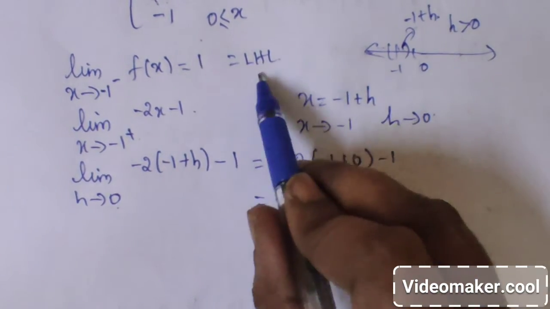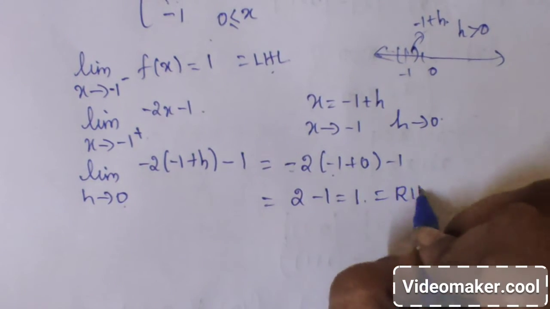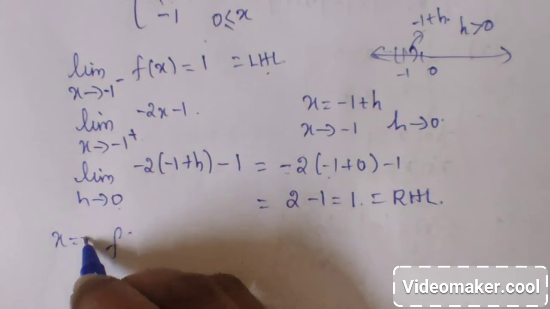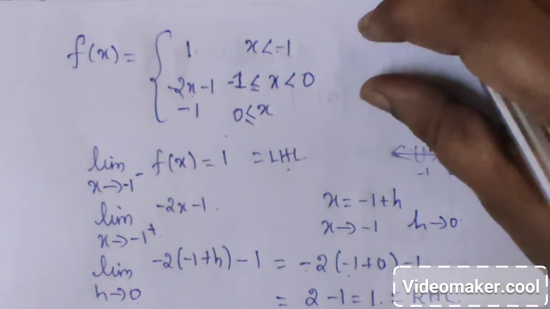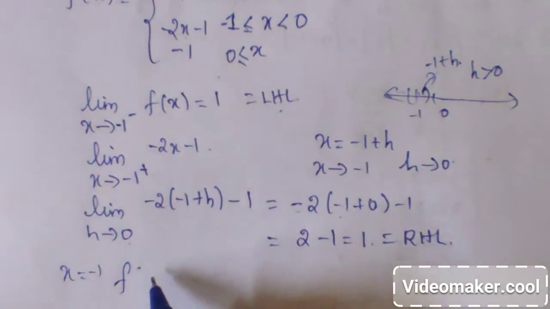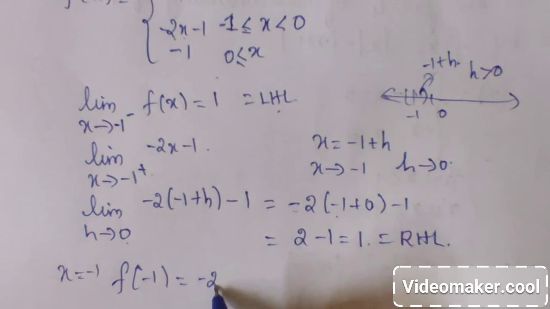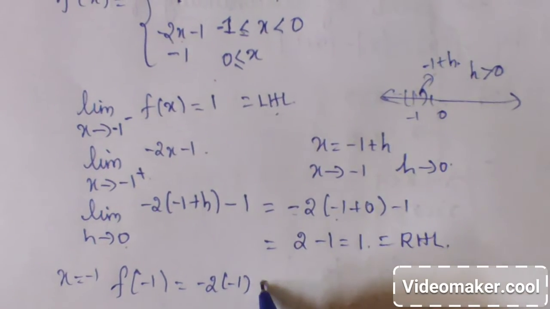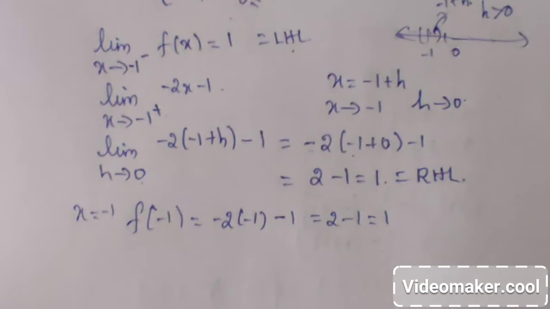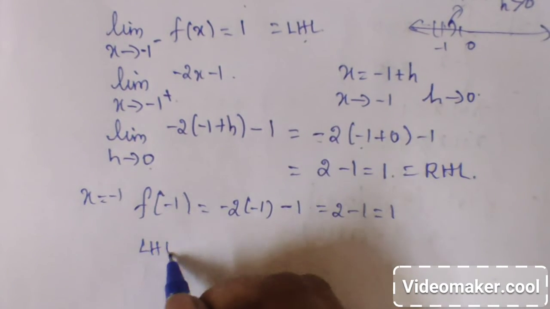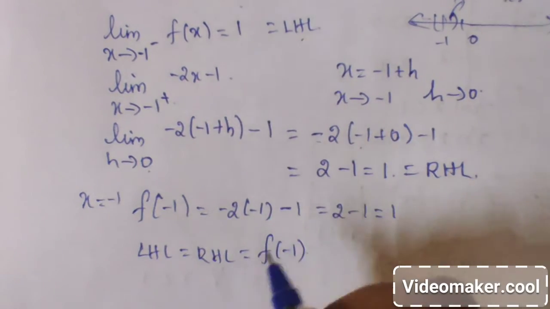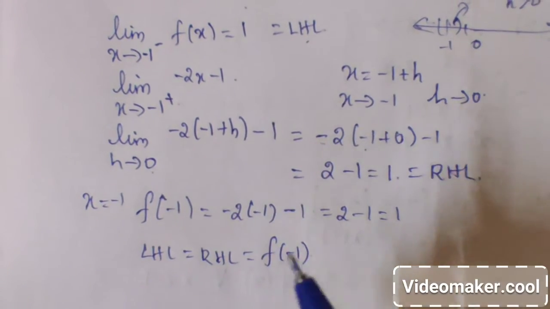So here the left hand limit equals the right hand limit. Now we will calculate the functional value. When the value of x is -1, the function is -2x minus 1. So f of -1 will be -2 into -1 minus 1, which is 2 minus 1, again 1. So we can say the function's left hand limit and right hand limit equal the functional value. So the function is continuous at -1.